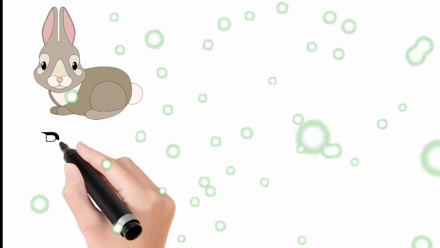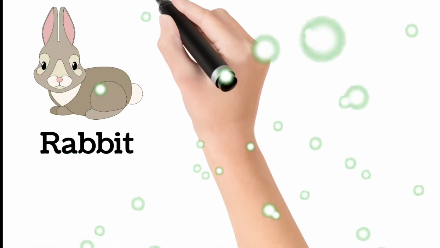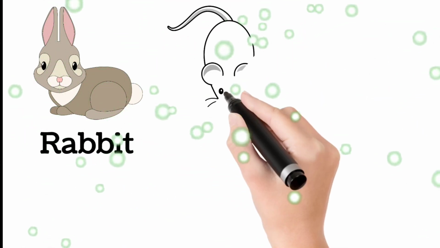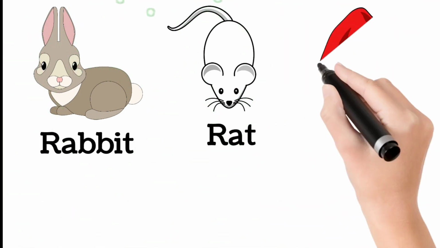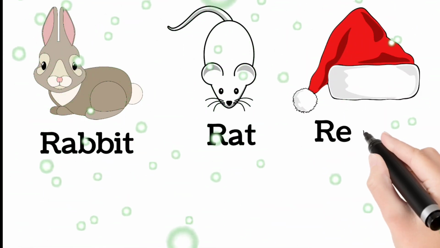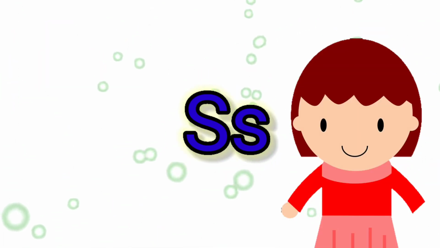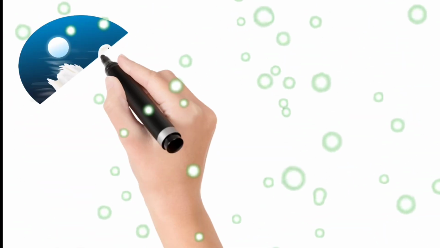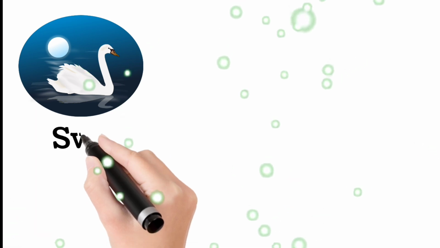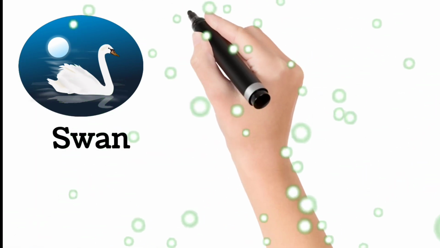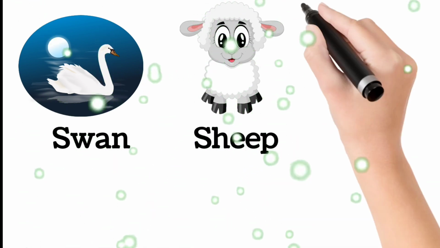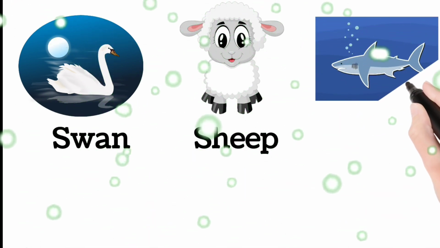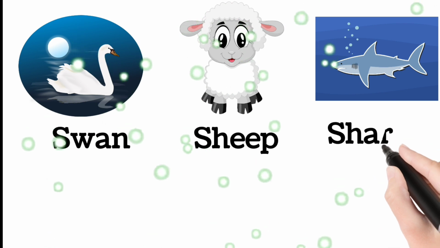R for rabbit. R for rat. R for red cap. S for swan. S for sheep. S for shark.